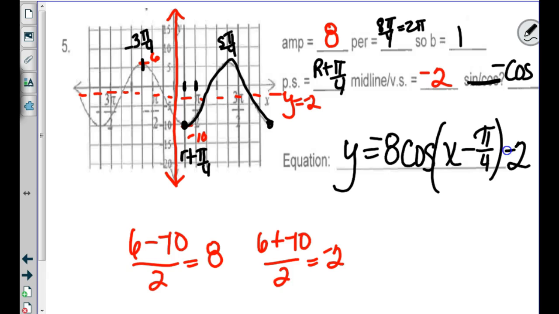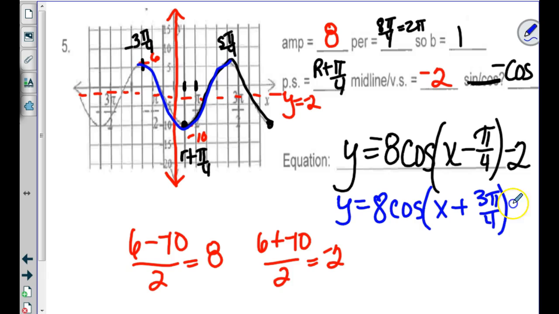And then a -2. Okay, we could have said we want to do a positive cosine and we're going to shift it all the way to the left over here. Does everybody see that if I had looked at this blue shape, I would have had a +8 cosine, and I could have said it shifted to the right 3 pi/4. Those are the same equation.